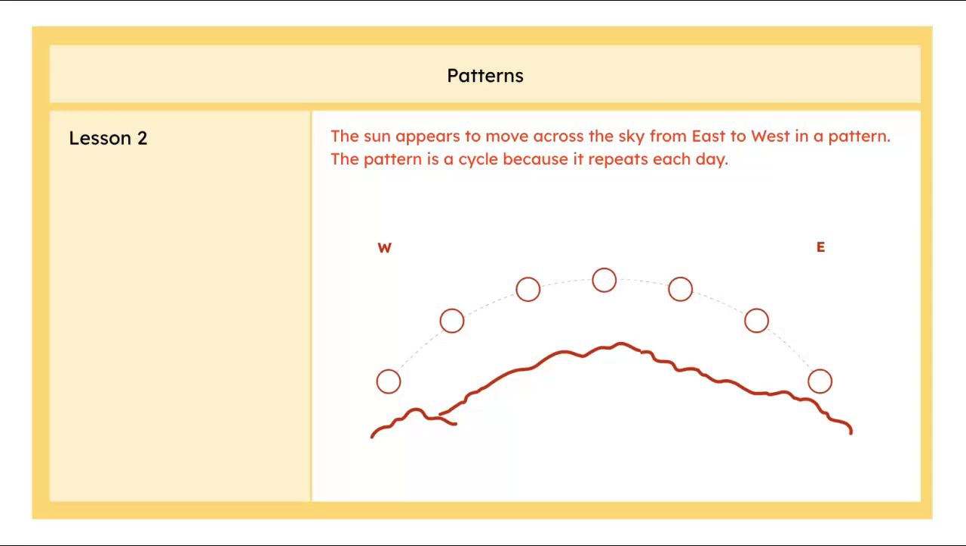By the end of the discussion, students should understand that the sun appears to move across the sky from east to west in a pattern. The pattern is a cycle because it repeats each day. They should also be able to draw an image to show this pattern.